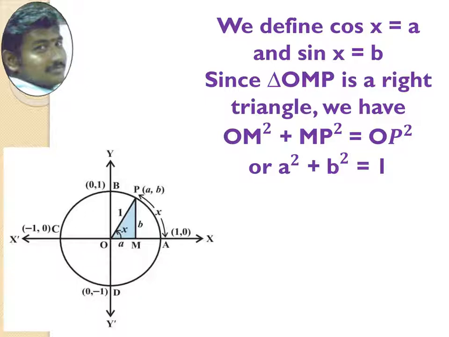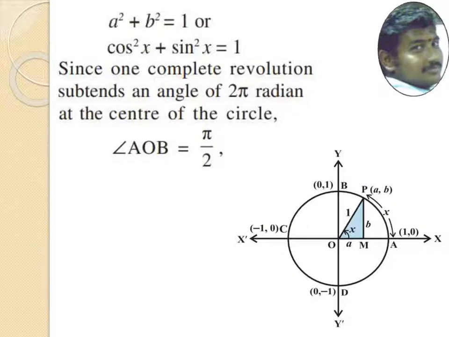Triangle OMP is a right triangle, so OM squared plus MP squared equals OP squared by the Pythagoras theorem. So we get A squared plus B squared equal to 1, because cos x is A by 1 and sin x is B by 1. So A is for cos x and B for sin x. So cos squared x plus sin squared x is equal to 1.